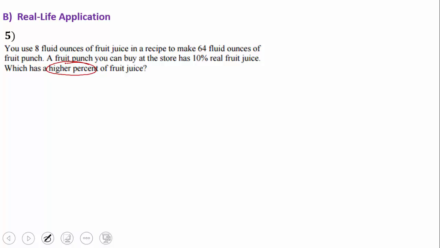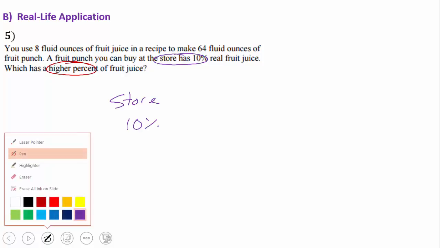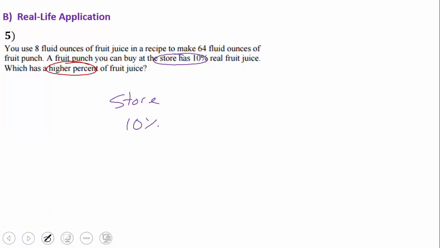Well, it just so happens that the store one is already given to us. The store is 10%. So we got to find out what ours is. Let's see, the one that we make gives us a ratio of 8 out of 64. So I can write that as a fraction. Because it is a ratio, I can write it as a fraction, and we just learned how to convert that fraction to a percent.